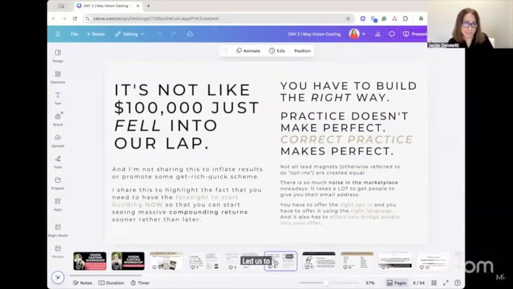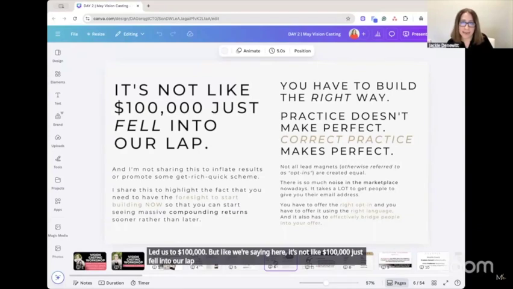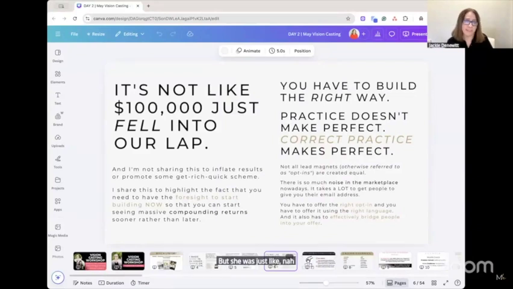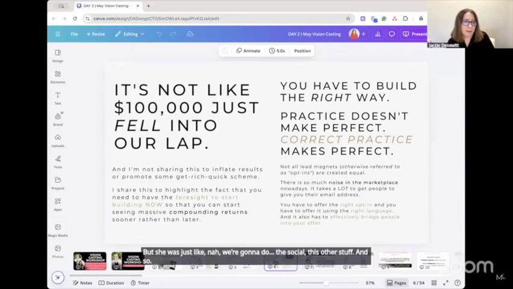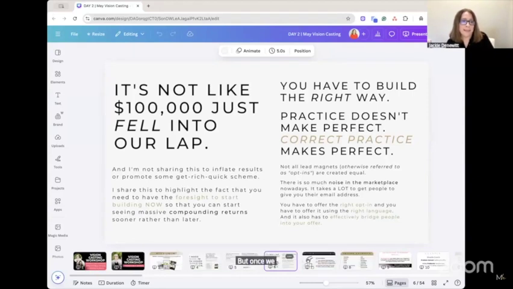But like we're saying here, it's not like $100,000 just fell into our lap. It definitely did not happen that way. For those of you putting this out there, there's not a time limit. I'm not saying that it has to be 3 years, definitely not. However, we definitely could have done it earlier. And believe me when I tell you, I tried to get Melissa to do this a lot earlier, but she was just like, no, we're going to do this social, this other stuff. And so we did. But once we did this, the floodgates just opened.